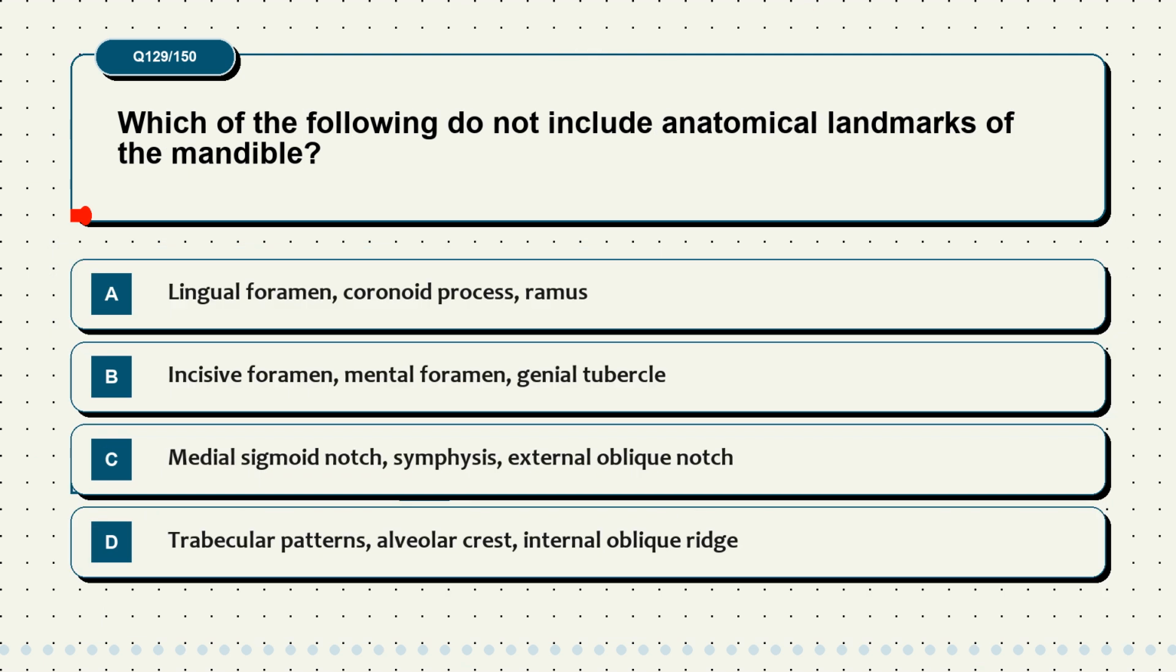Question 129. Which of the following do not include anatomical landmarks of the mandible? Here are the options. Option A, lingual foramen, coronoid process, ramus. Option B, incisive foramen, mental foramen, genial tubercle. Option C, medial sigmoid notch, symphysis, external oblique notch. Option D, trabecular patterns, alveolar crest, internal oblique ridge.